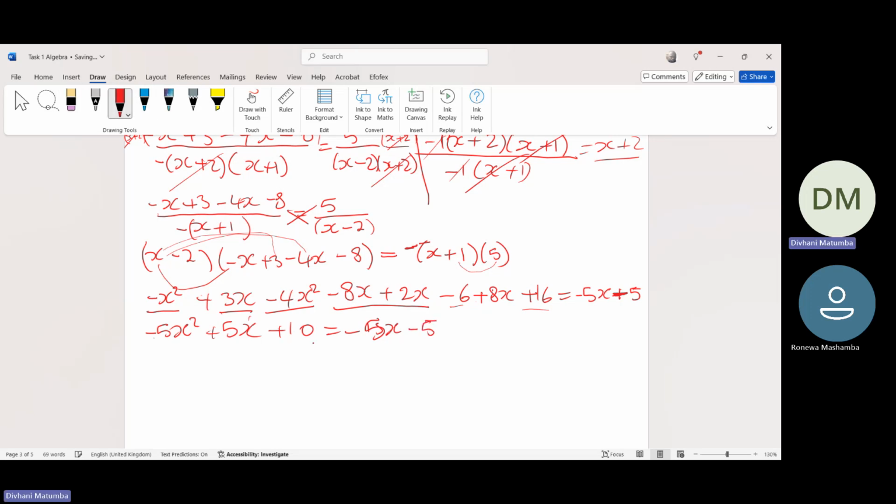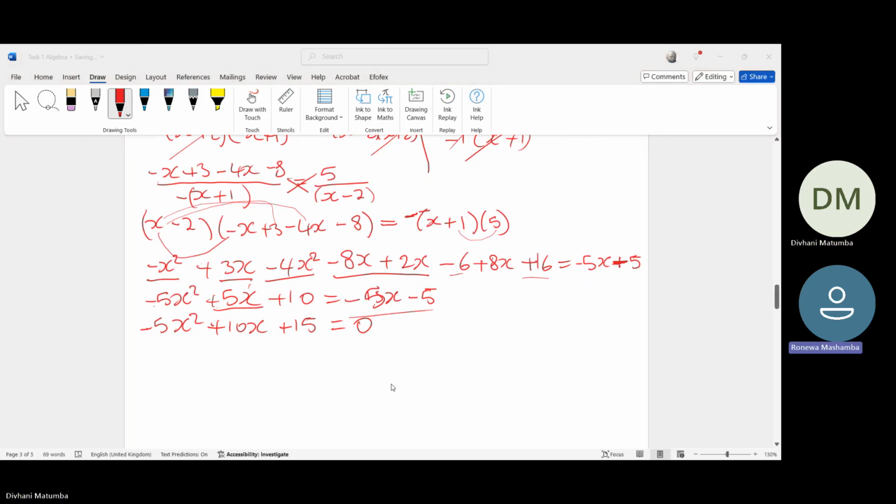Now, I'm going to take these two also to the other side. I will have minus 5x squared plus 10x, then plus 15, right? Yes, equal to 0. Okay, so from here, can we do any further factorization, you think? I think so. Okay, we can take a common factor of what? 5.